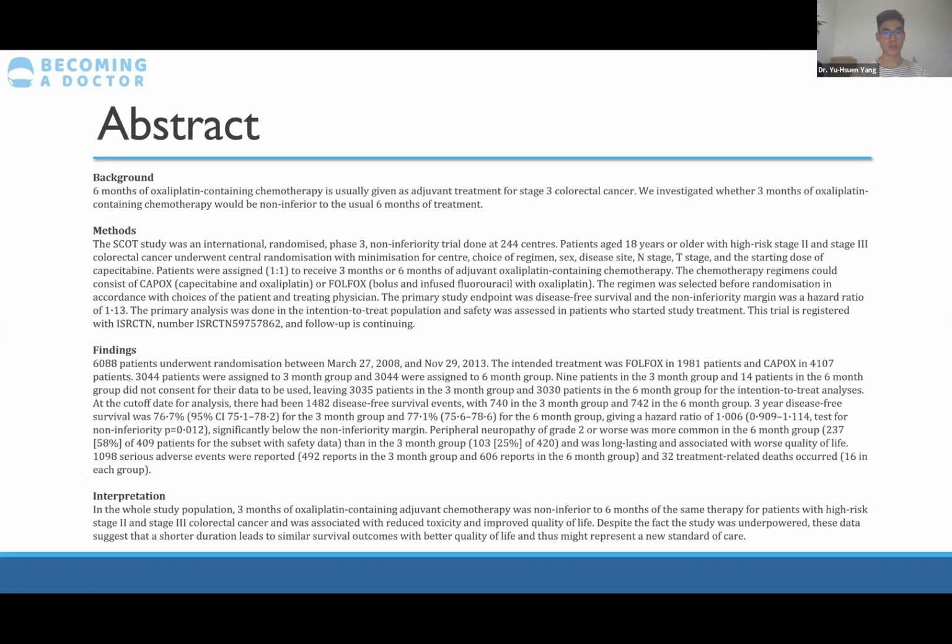I don't know if that answers your question, but the hazard ratio really is looking at the risk of recurrence in the intervention of 3 months versus the control of 6 months. Chanel, does that answer your question?